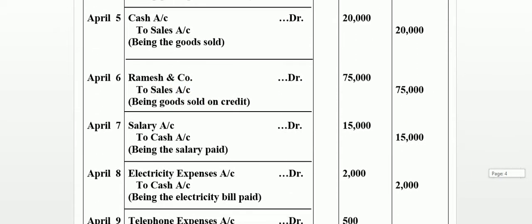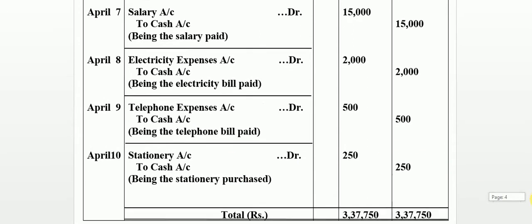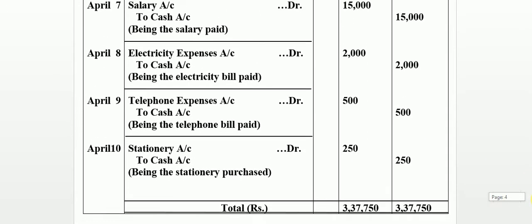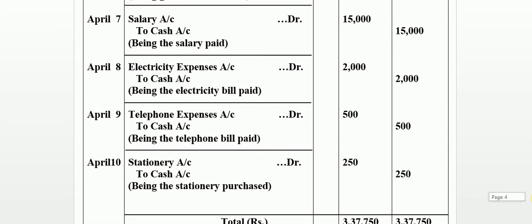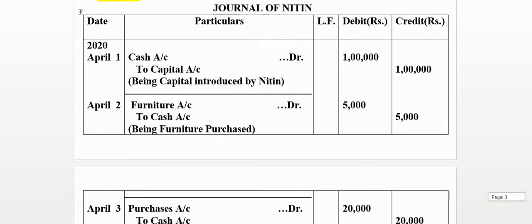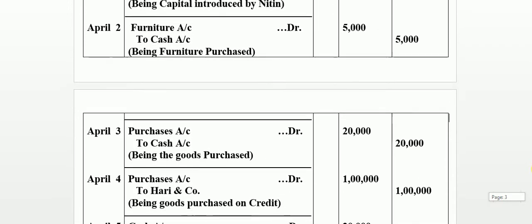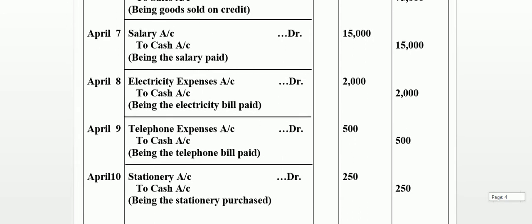And like that, for salary paid, the general entry is salary account debit to cash account. Here also we can see electricity expenses account debit to cash. Like that we did all the transactions in the general. And after this general entry, we record or post these entries into a particular account, that is known as a ledger. How we will record these transactions into the ledger, we will discuss in our next slide.